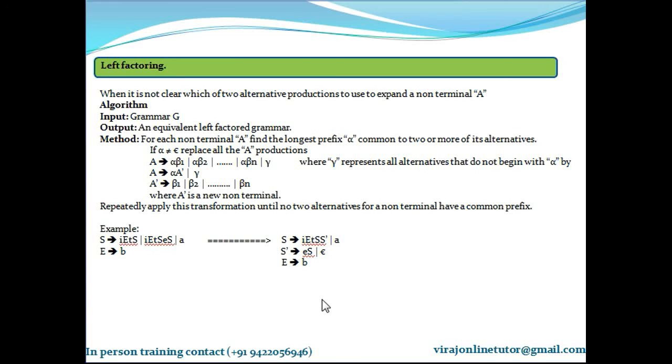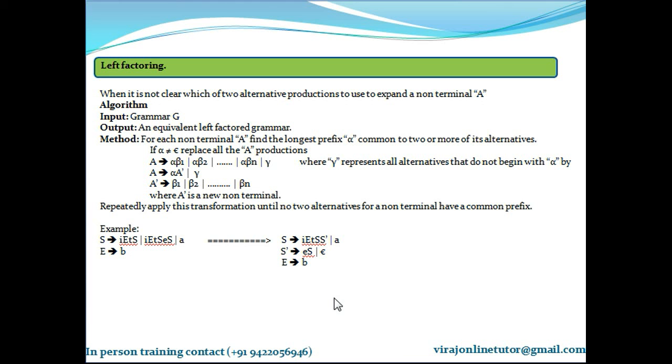That's it. So this is how left factoring is implemented. Whatever is common from the left, just write it once. And for whatever is uncommon, introduce a new non-terminal. So over here, iEtS was common. So iEtS I wrote once. And for the uncommon part, I wrote S dash. So S dash is either epsilon or eS. Remaining things remain the same.